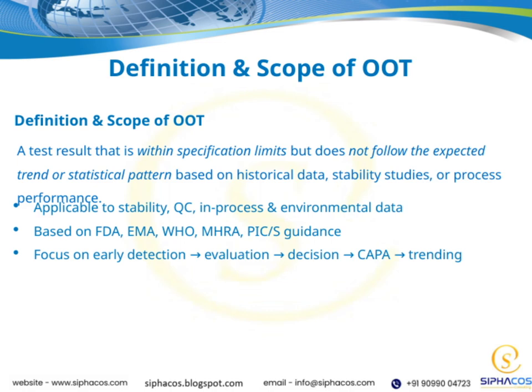Now, let's talk about the definition and scope of OOT, which stands for out of trend. An OOT result is one that technically falls within the specified limits, but doesn't follow the expected pattern based on our historical data, stability studies, or overall process performance. This means that even if the result looks acceptable on paper, if it deviates from what we usually see, it warrants further investigation. Recognizing these OOT results early is key to maintaining product quality and ensuring compliance.